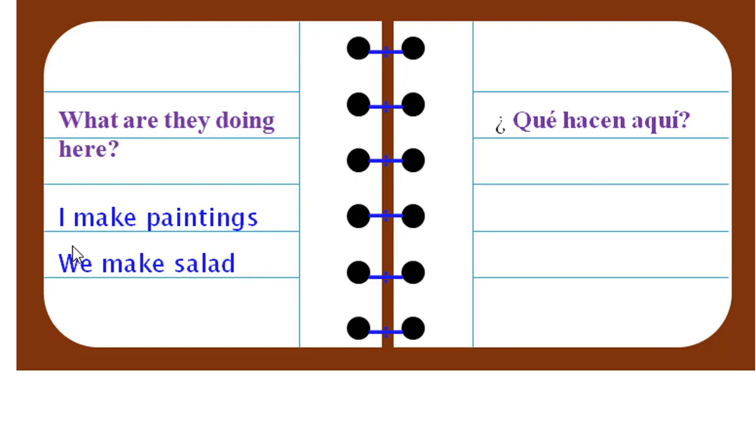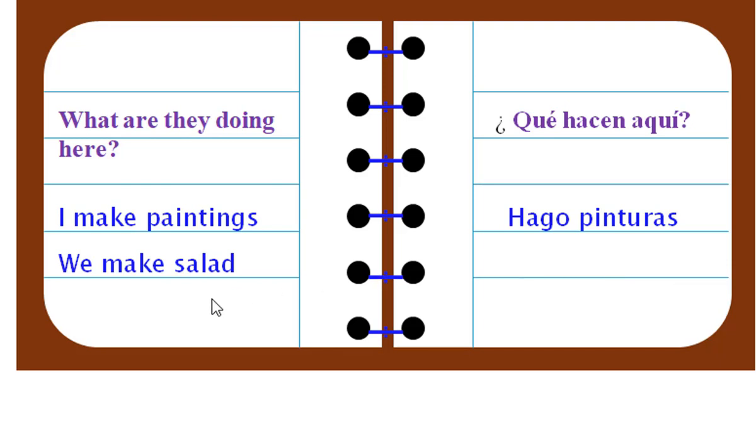Another meaning of hacer is to make. So if you want to say, I make paintings, the yo form of hacer, hago. And painting is pintura. So hago pinturas. Because we are talking about multiple paintings, we added s towards the end of the word. Hago pinturas. I make paintings.